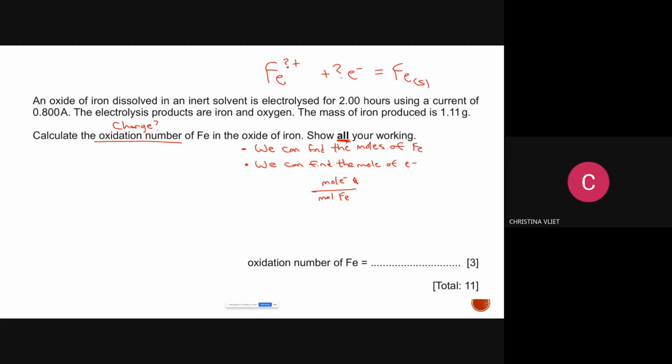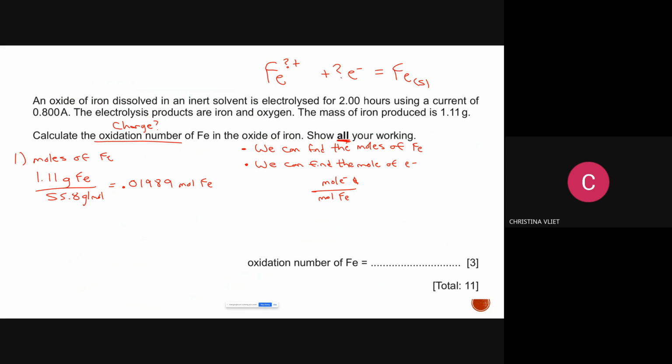Let's find the moles of iron first. So how do we find the moles of iron? That's easy, right? We just take the grams and divide by the molar mass. So 1.11 grams of Fe divided by 55.8 grams per mole. And that gives us how many moles of iron? I get 0.01989. That's what I got when I solved it on my own. Let me know if you get something similar. That's moles of iron.